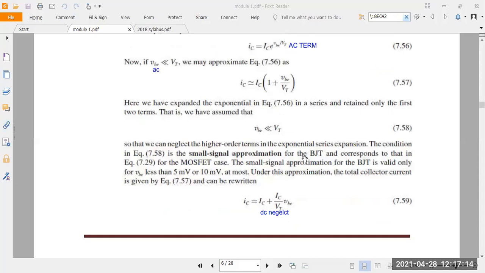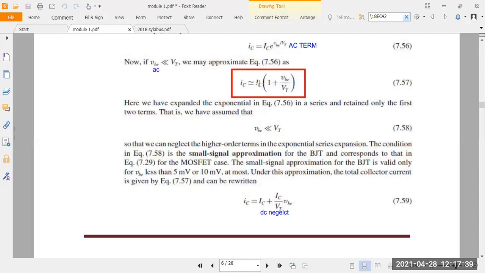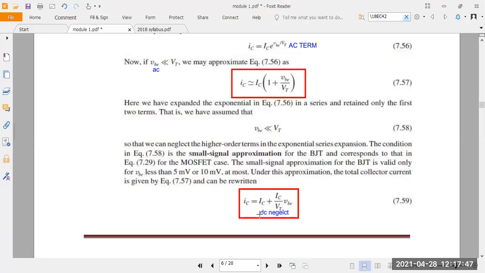Understood? After that, you take now the collector current equation, that is IC plus IC divided by VT. You multiply this term here, multiply IC. What you get here? IC plus IC divided by VT into VB. This is the current equation. Understood? This is the current equation here.